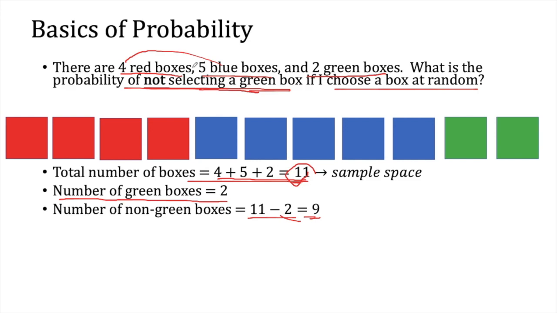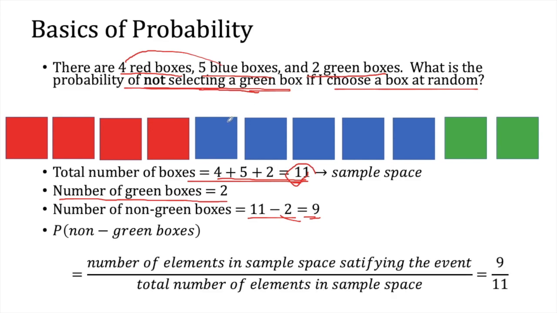So now we just have to find out this in terms of probability. So the probability of non-green boxes will be the number of elements in the sample space satisfying our event, which is 9, and the total number of elements in the sample space, which is 11. So that will be 9 divided by 11, and that's our answer.